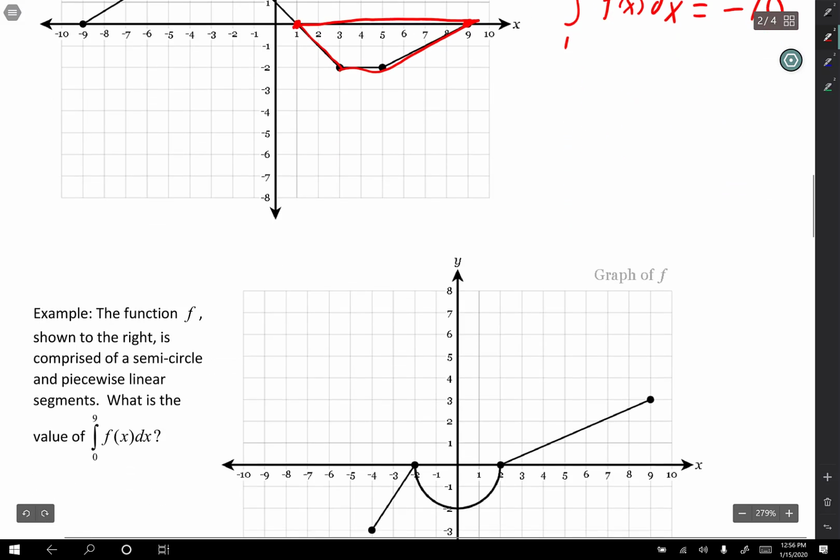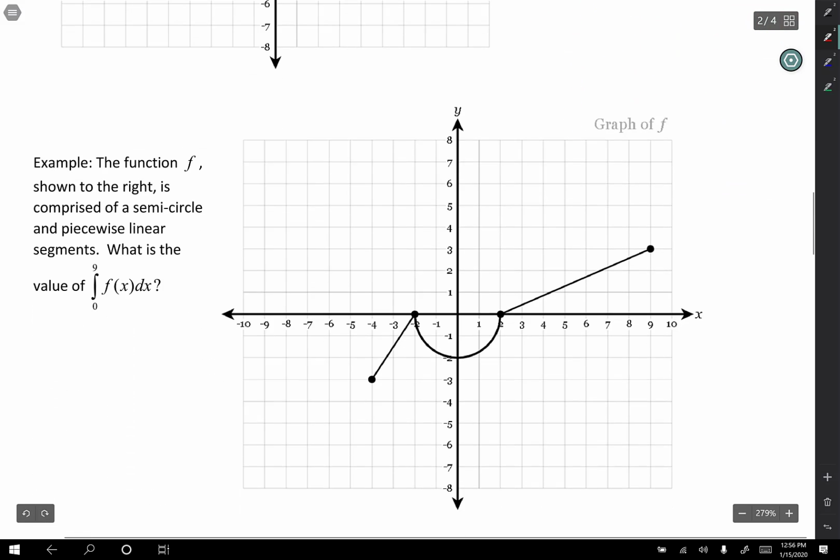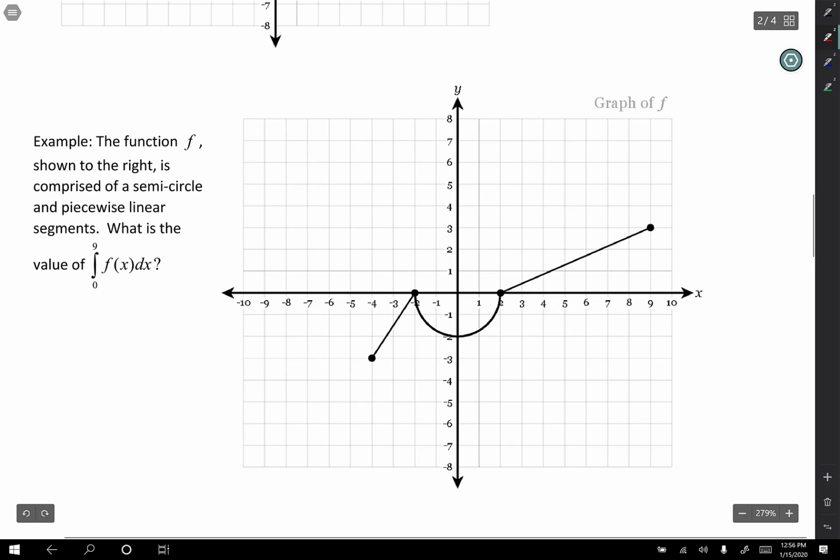All right, next one. Now we have a semicircle in there. The function f is shown to the right. It is comprised of a semicircle and piecewise linear function segments. What is the area between 0 and 9? You're just using geometry, guys. They're not going to give you any shape that you do not know.